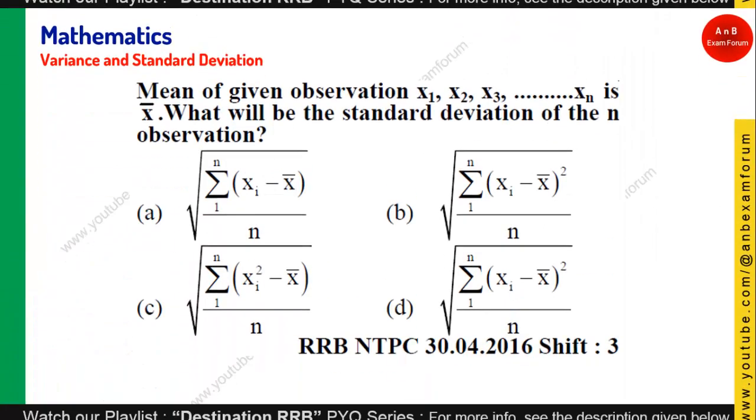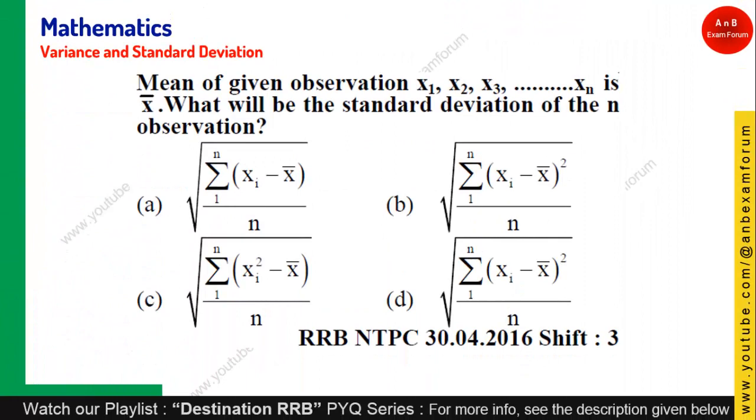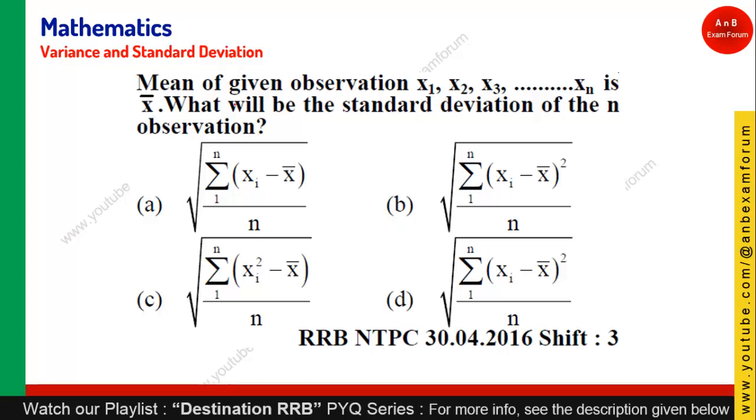Let's see the first question of today's session, which we have seen in the NTPC exam. The question says the mean of the given observations is x bar. What will be the standard deviation? They are asking the formula of standard deviation, a very simple one. As we have just seen, it is the deviation square and the mean of the deviations, the sum of all the deviations squared divided by n. So this is the correct answer.